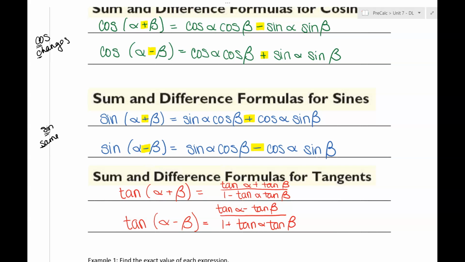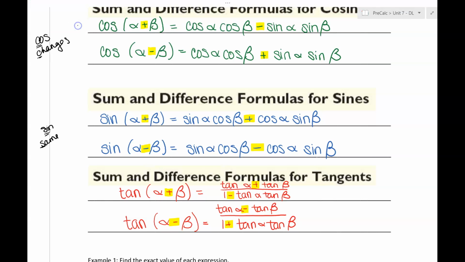There we go. Okay, so like I mentioned earlier, tangent is sine over cosine. So same over change, sine over cosine. For the difference, right, same over change. Okay, so just little ways to remember. Oh gosh, sorry guys. But how the heck do we use it?